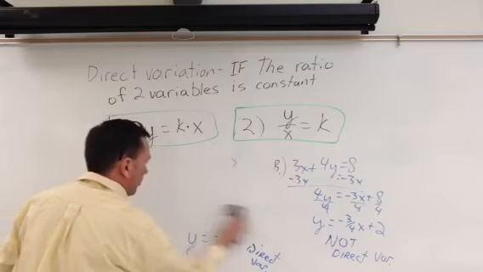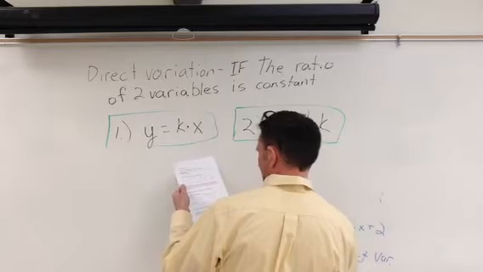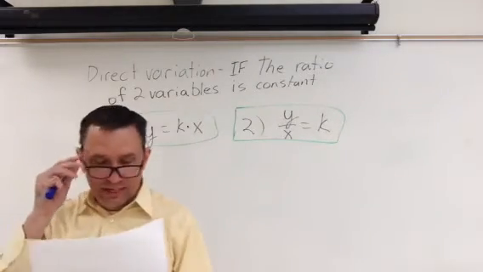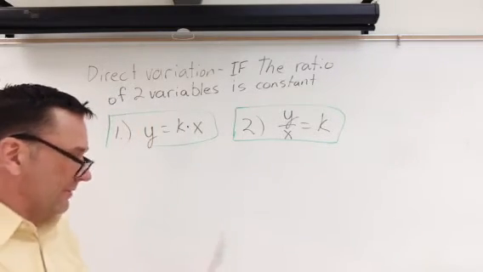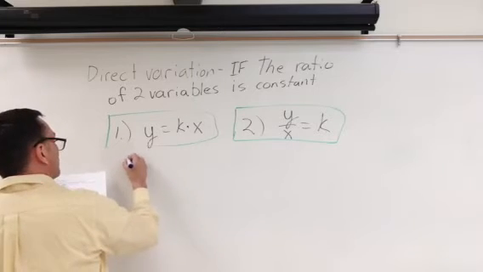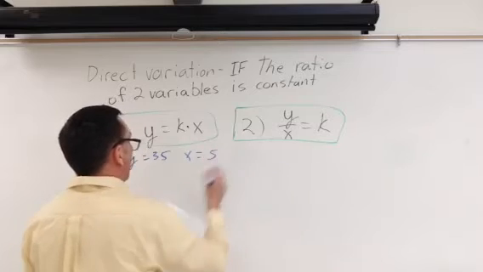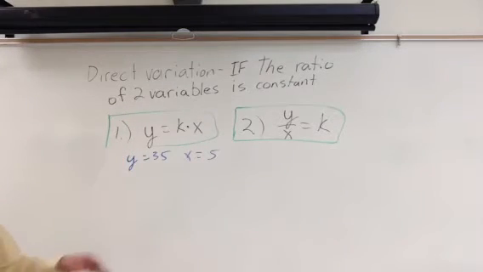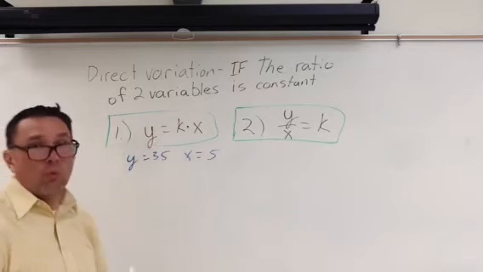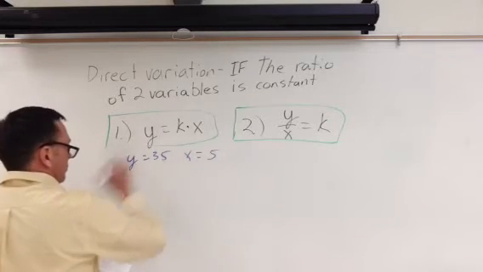So if we look at this problem, the next set of problems where it says writing a direct variation. It says, suppose y varies directly with x, which means we're using this equation. And y equals 35 when x equals 5. Now remember I said that we need to get a number for the k value. We want to leave x and y in our equation. So we need to use this equation.